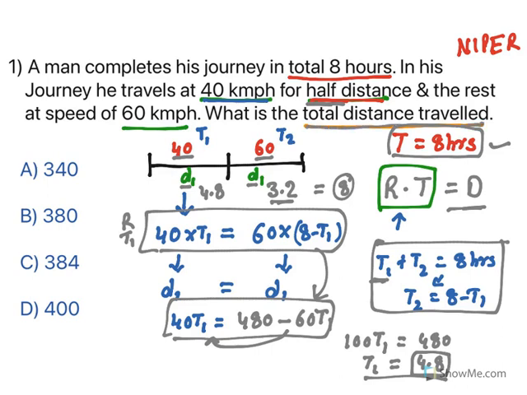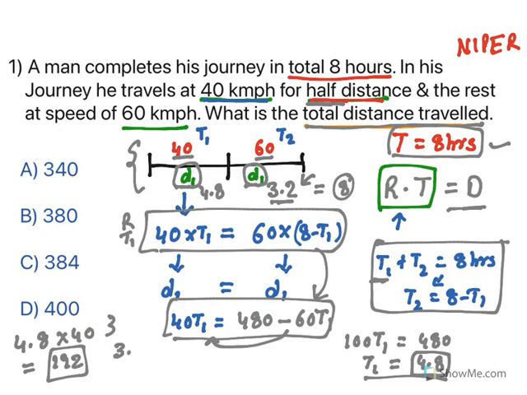Now let us see this. Take the first part. The time is 4.8 and the rate is 40. Then what is the distance traveled? 192 kilometers. Look at this. The distance is the same. If this one is 192, this one will also be 192. Let us calculate this. Now, what is the rate here? What is the time here? 3.2 into the rate, 60, gives 192. So, what is the total distance? 192 plus 192? 384 is the answer.